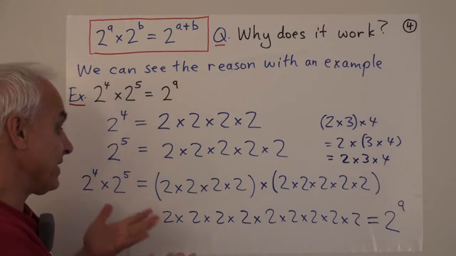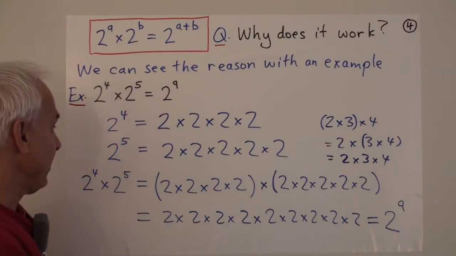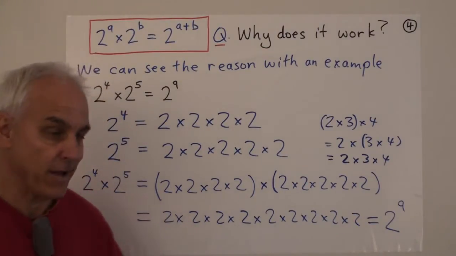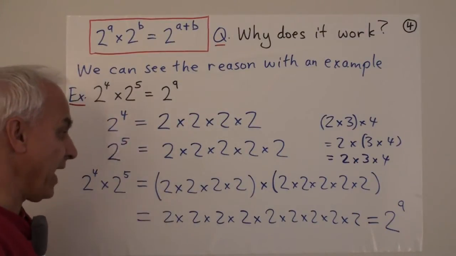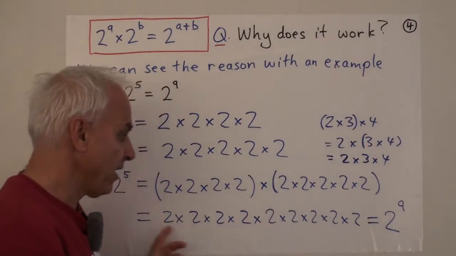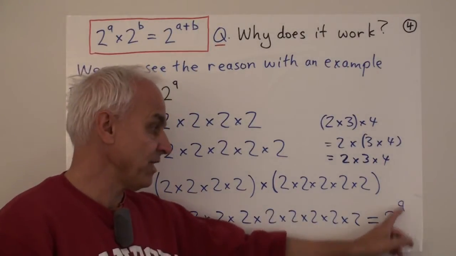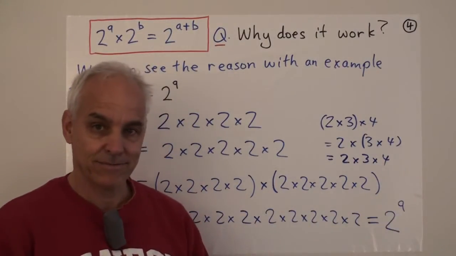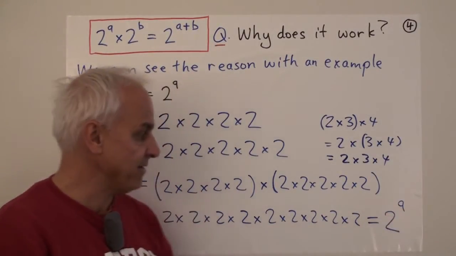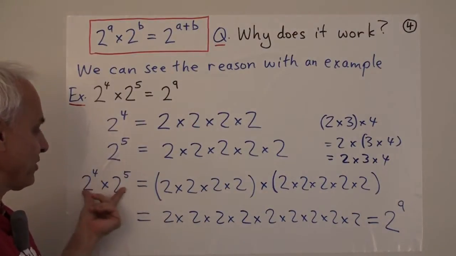And I think that example makes it pretty clear that even if we replace the 4 and the 5 with some other numbers, like 11 and 28, then there'd be 11 2's and 28 2's. The total number would be then 2 to the 11 plus 28. That's why the exponents add when you multiply 2 powers.